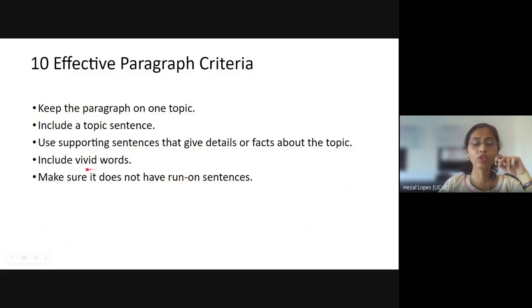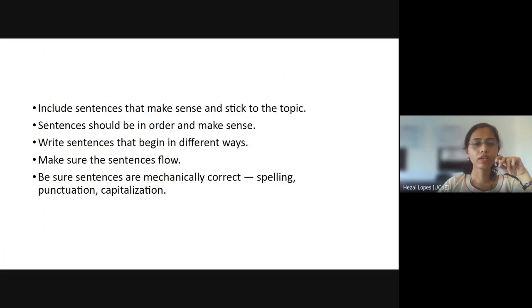Include vivid words, proper words in my paragraph. Make sure it does not have run-on sentences. Make sure all my content sticks to one paragraph. Don't run from one thought to another thought. Include sentences that make sense and stick to the topic. Sentences should be in order and make sense. They should not be very boring. Write sentences that begin in different ways. Make sure the sentences flow. Be sure sentences are mechanically correct: spelling, punctuation, capitalization. Check all the sentences properly.